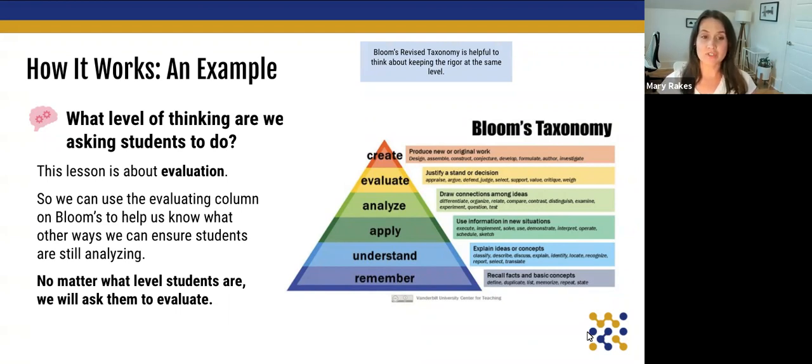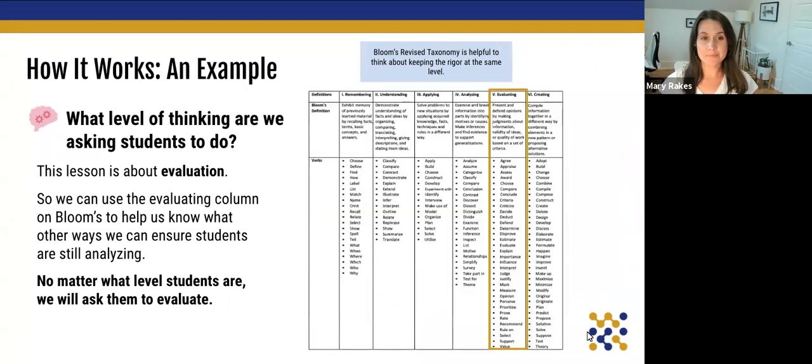Here on this chart, which is from the Vanderbilt Center for Teaching, it identifies evaluation as justifying a stand or decision. Another chart that we find useful is this one here that has it in columns, and it shows us that we are thinking here in the evaluation area. And that's what we want all of our students to do, no matter what their language level is, no matter what their cognitive ability level is, whatever we have students doing, they should be evaluating during this lesson. That will keep this lesson rigorous for them.